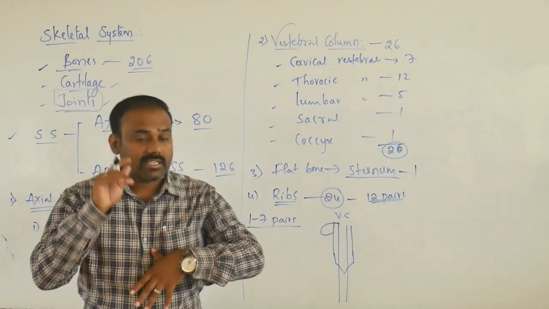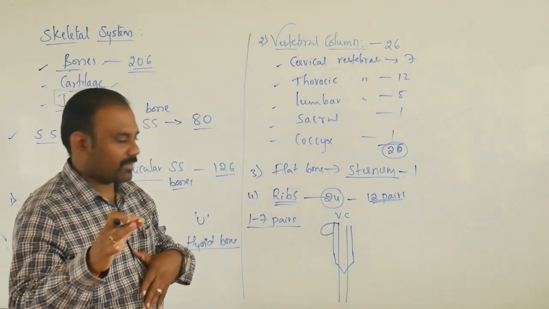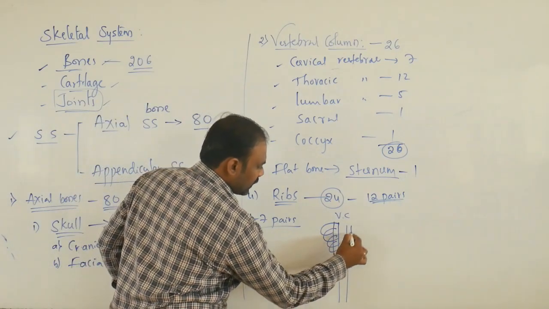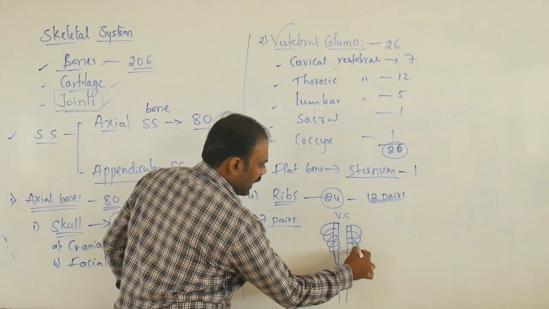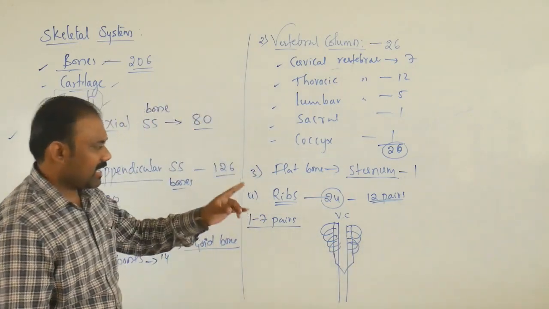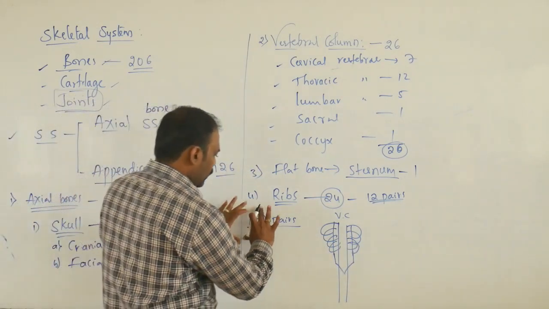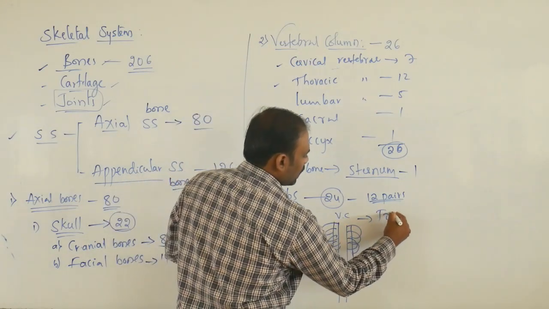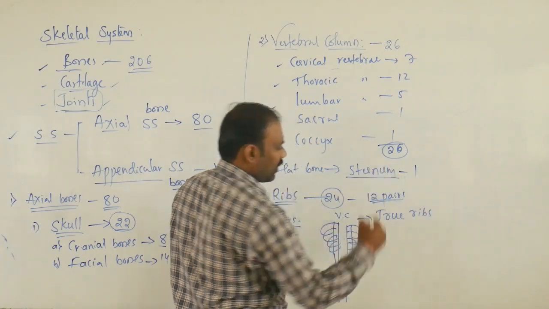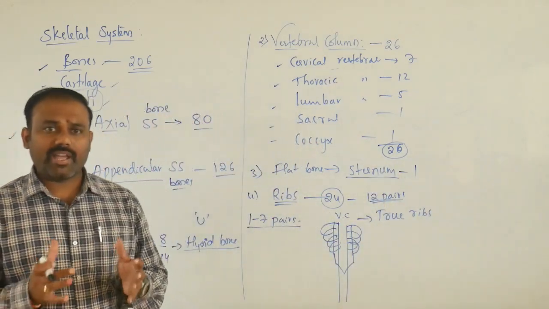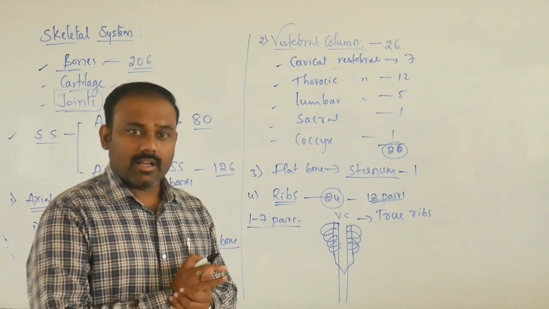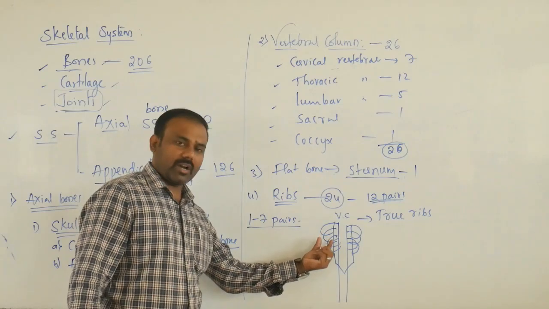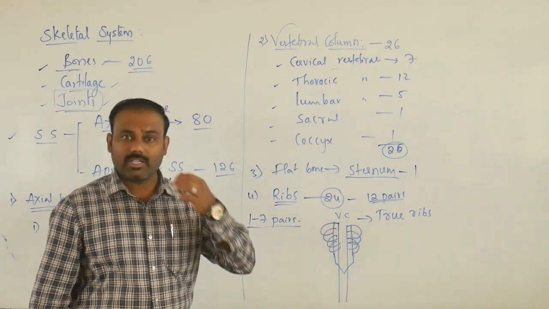Likewise, 1 to 7 pairs, that means up to the 7th pair, arise dorsally from the vertebral column and are ventrally attached to the sternum. So 1 to 7 pairs are called true ribs. Why are they called true ribs? Because these 1 to 7 pairs directly arise from the vertebral column and are ventrally attached to the sternum.